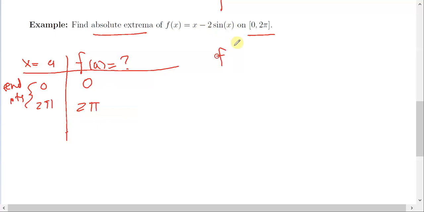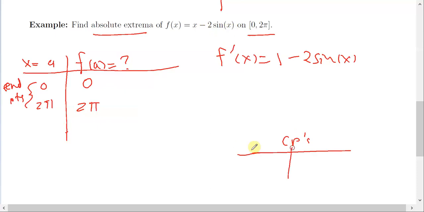So I'm going to take my function, take its derivative. That gives me 1 minus 2 sine x. And I know what I need is where this derivative is 0 and where the derivative does not exist. Looking at this function, I know it exists. So it's just a matter of figuring out where this is 0.